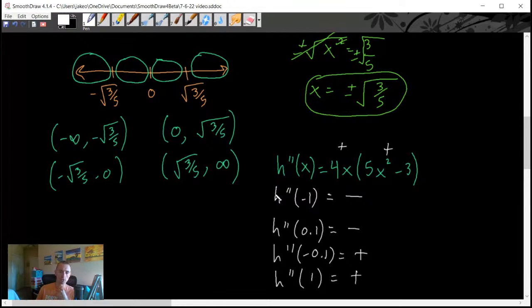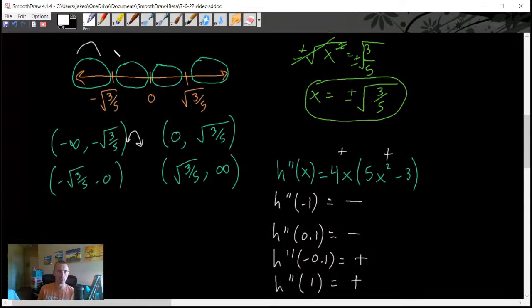So basically for each interval that these correspond to, so for h prime of negative 1, that came from this interval right here, we know that our second derivative is negative. Since the second derivative of a function tells us about the concavity of the original function, if the second derivative is negative within this interval, then the original function is concave down. Okay, so our original function is curving downward within this interval over here. So we can just kind of draw a little downward curved line here, a frowny face shaped line.